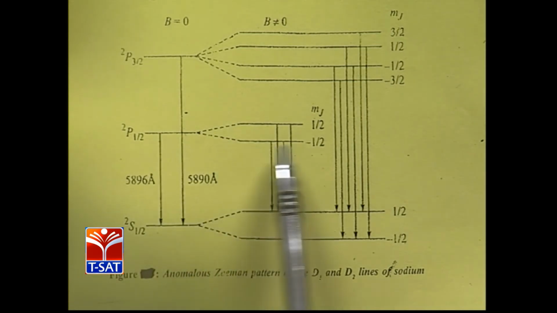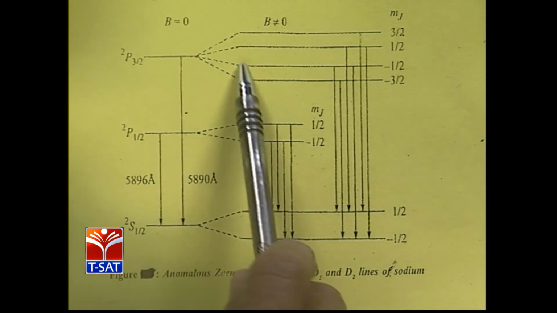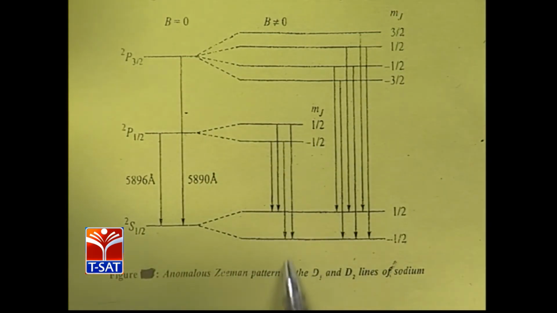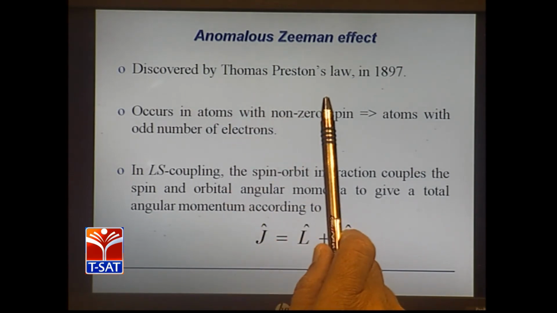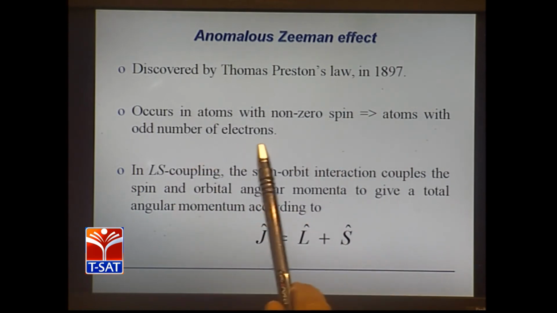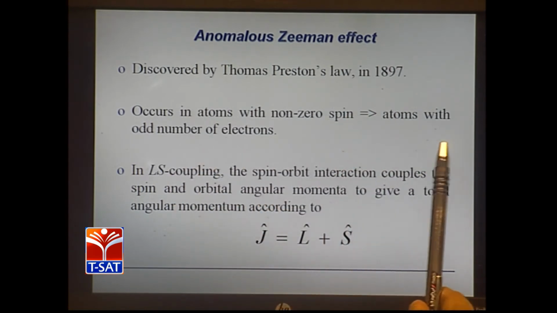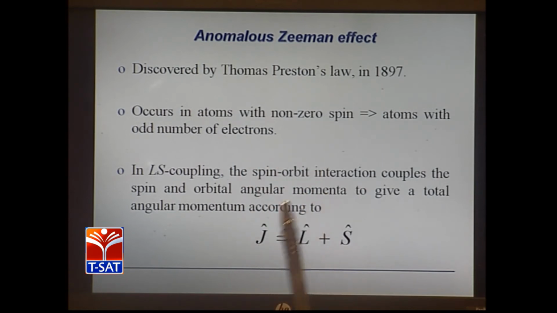Now, this is split up into 2 and this is split up into 4, and now all the transitions are available from here as well as here. So, there will be more number of lines than 3, and hence it is called anomalous Zeeman effect. The anomalous Zeeman effect that you are observing on the monitor is shown, originally discovered by Thomas Preston in 1897. This occurs in atoms with non-zero spin and atoms with odd number of electrons, and it requires what is called coupling between L and S.